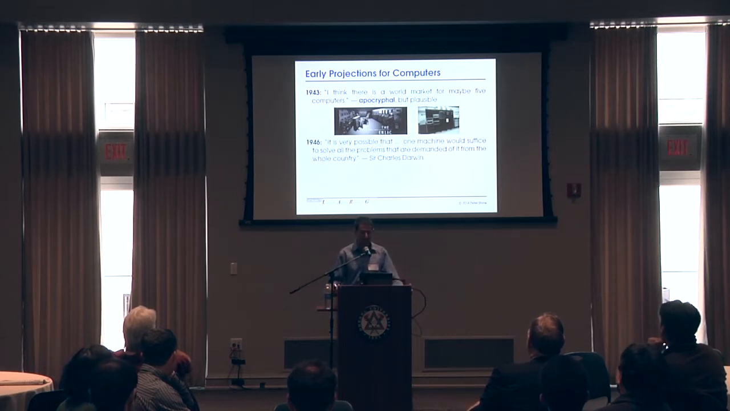And around the same time, this one is not apocryphal, it's actually documented, something similar. It's very possible that one machine would suffice to solve all the problems that are demanded of it from the whole country. So now one computer, this was by Sir Charles Darwin, the grandson of the Sir Charles Darwin that you're probably thinking of when you see his name. But he was head of a research institute in charge of researching the possibilities for computing in Great Britain.